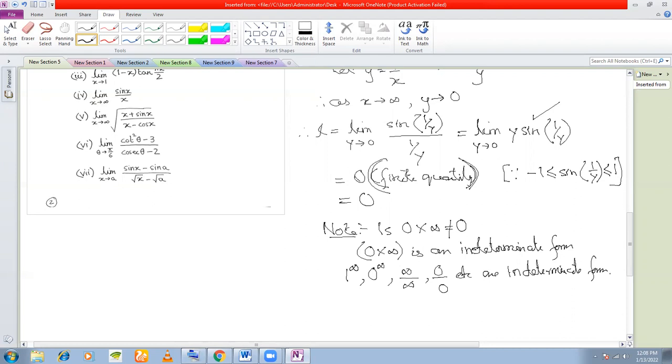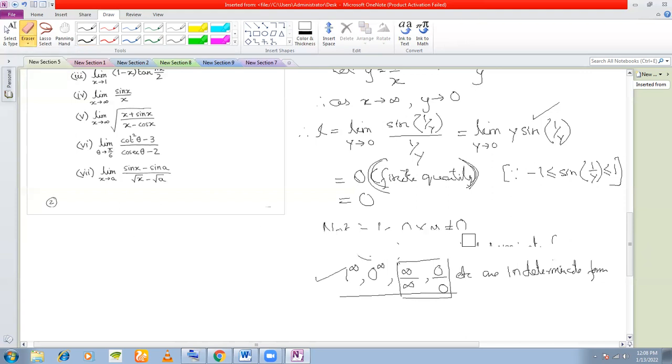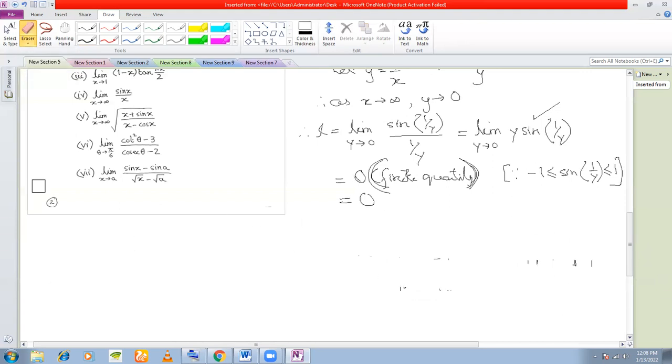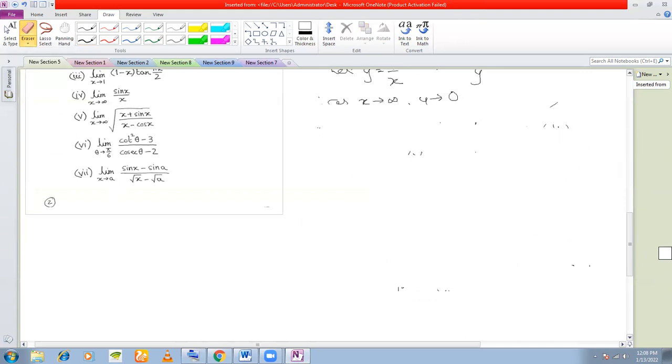Okay, so we'll be dealing with these indeterminate forms later. But for the time being, just note that 0 into infinity is not 0, and there are certain indeterminate forms. These are some of the indeterminate forms. The most standard indeterminate forms are these two, which we'll be dealing with at the end of our syllabus. Okay, let's move to the next question.